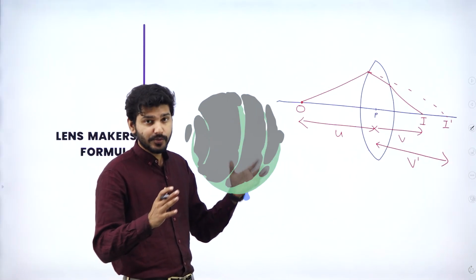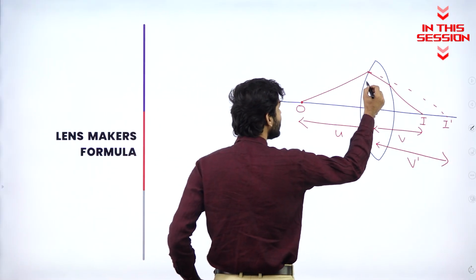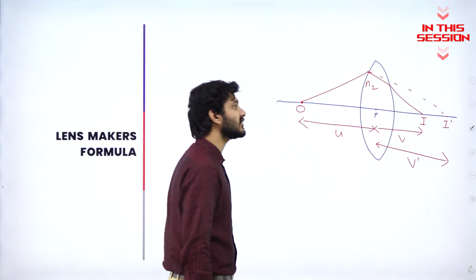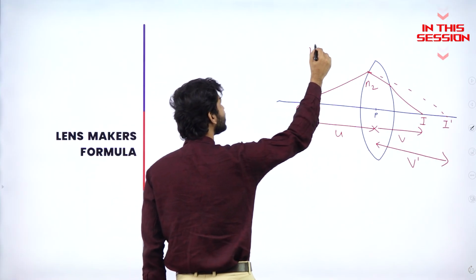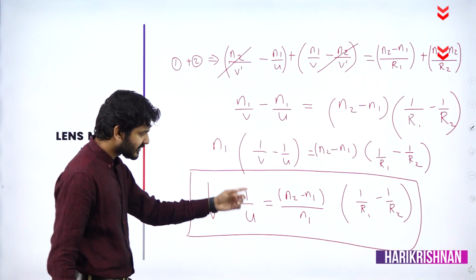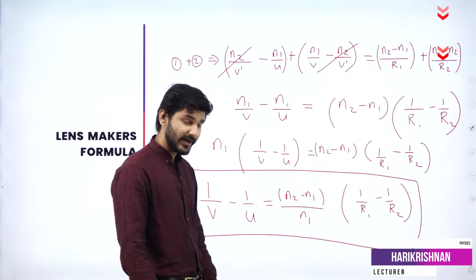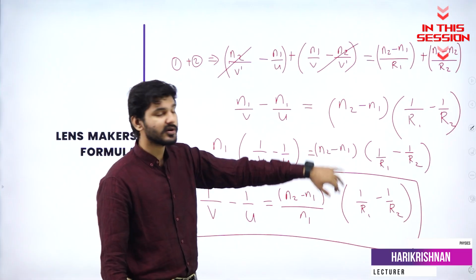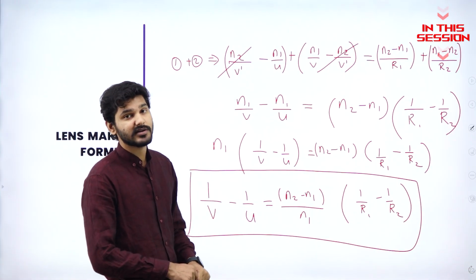If you are considering two mediums, that is, the lens will be having a refractive index of N2 and the outside medium will be having the refractive index of N1. So 1 by V minus 1 by U is equal to N2 minus N1 divided by N1 into 1 by R1 minus 1 by R2. That is lens maker's formula.